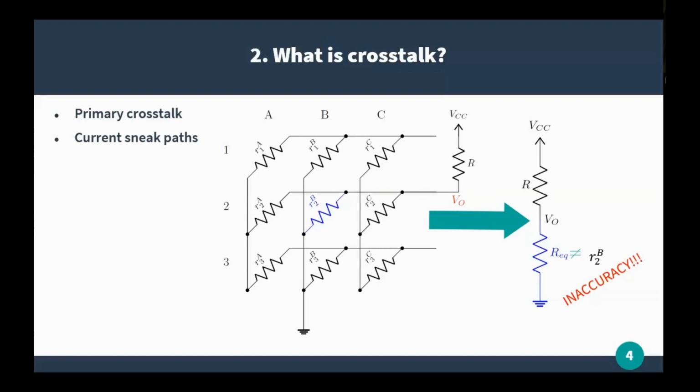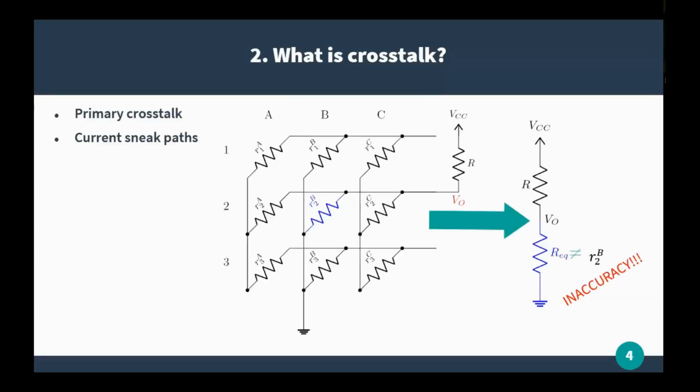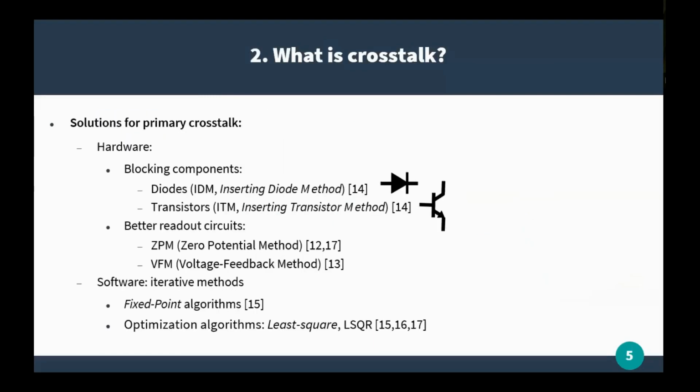So this problem has been very frequently addressed, and several approaches have been developed for this purpose. In the first place, we have the hardware approaches, which involve adding blocking components. Basically, what they do is block these strange currents from non-desired paths, or designing better readout circuits, which are applied to the outside. We will be breaking them down soon. Other approaches involve software post-processing algorithms like the fixed point or other optimization algorithms, like the ones we're going to be using today. So let's focus on the better readout circuit.